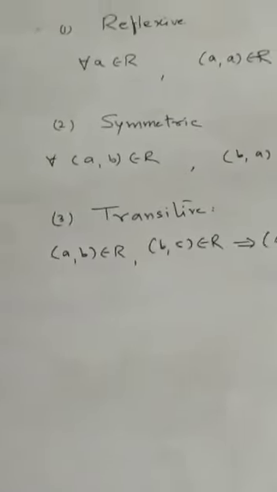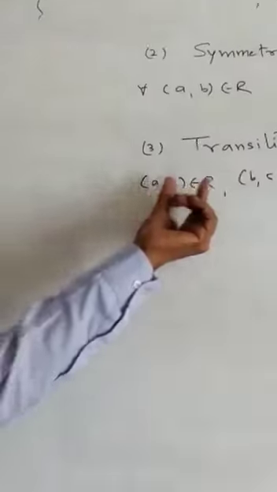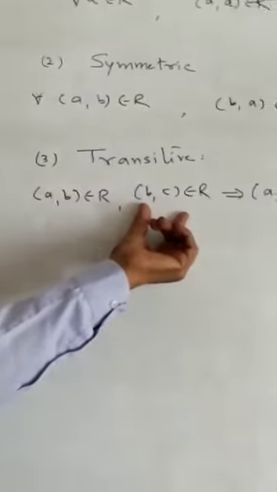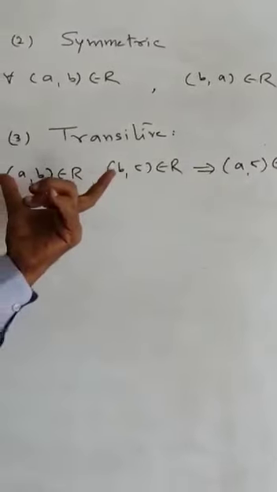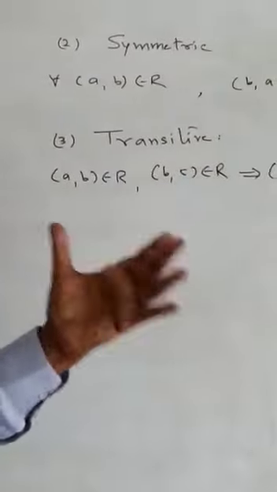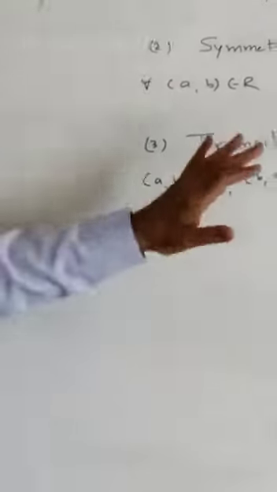Means what we have to check here, we have to find such ordered pairs like ordered pairs (a,b) and (b,c) of R. Right? But if you are not able to find such ordered pairs in the relation, in that case also the relation is transitive.